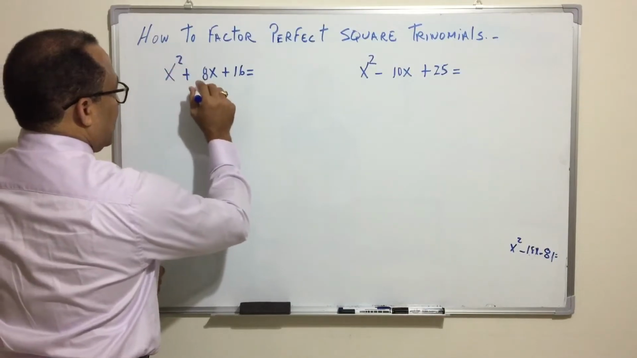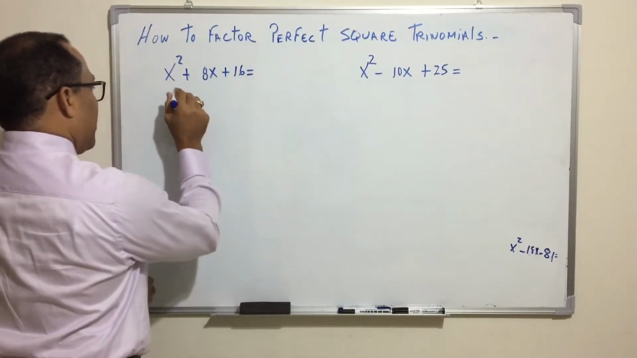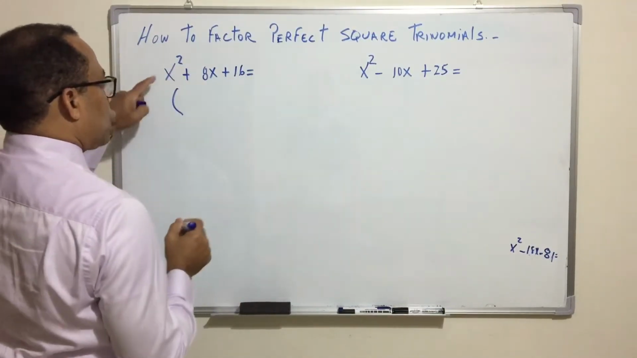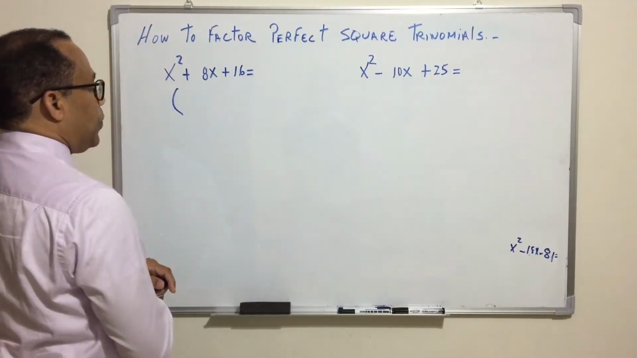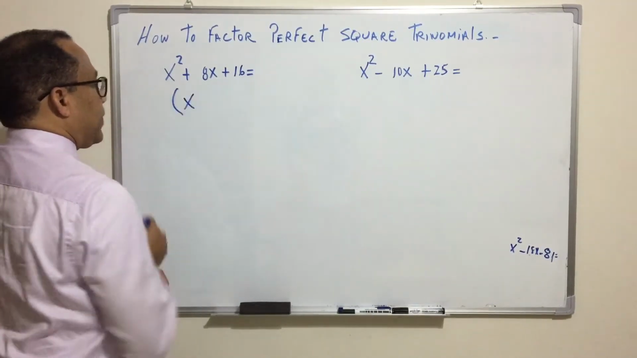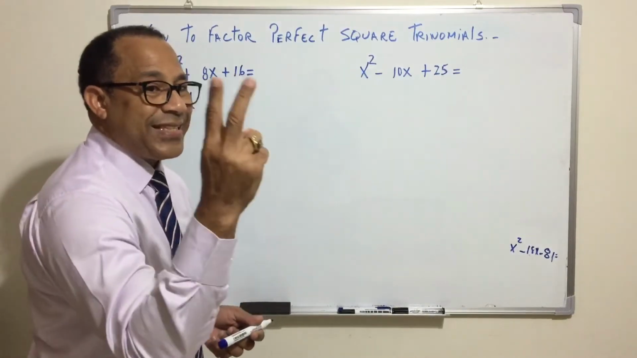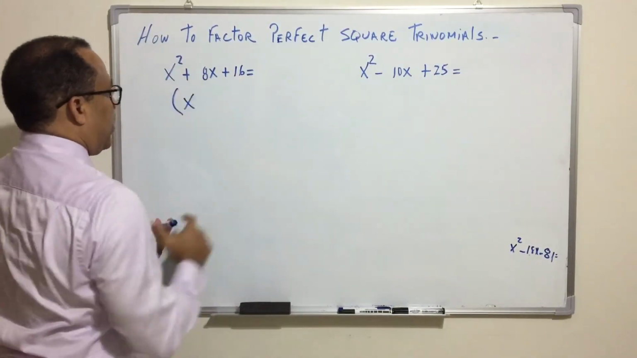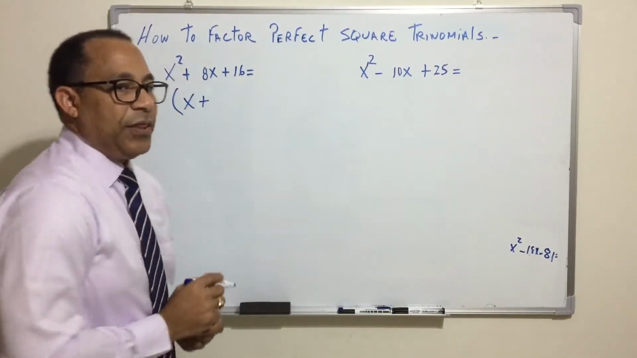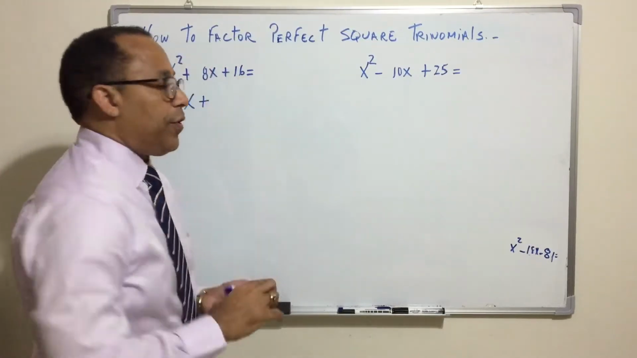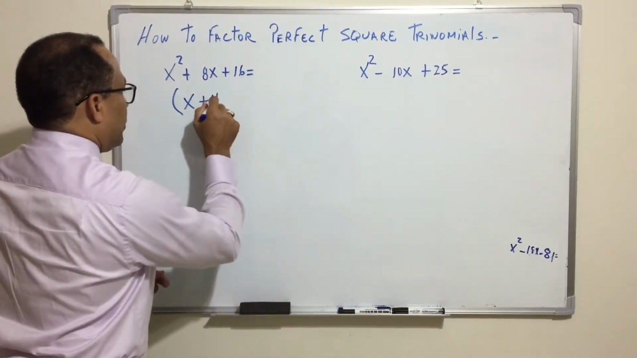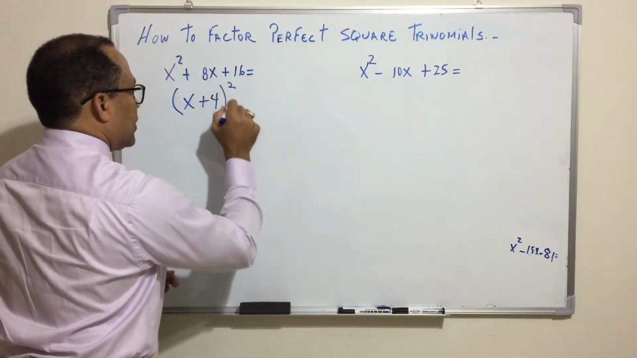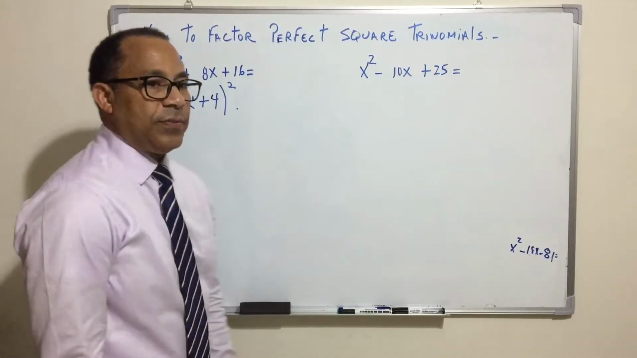X to the second plus 8x plus 16 equals, open parenthesis, the square root of the first term, which is x. The sign of the second term, positive. The square root of the third term, which is 4. Close parenthesis, to the second power. Finished.